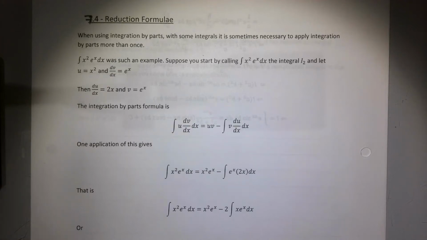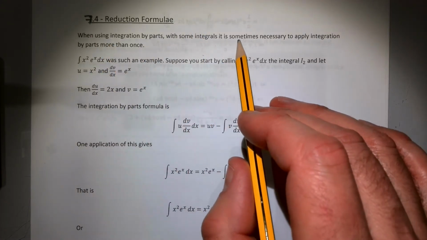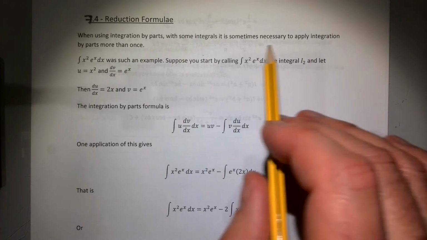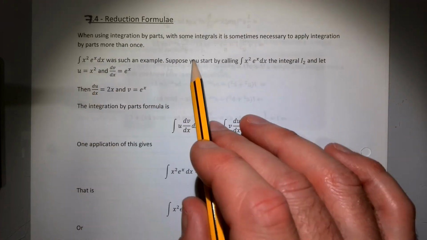Okay, this is A2 Further Maths. We are on chapter 7, which is further calculus, and we're taking our first look at reduction formulae. When using integration by parts with some integrals, it is sometimes necessary to apply integration by parts more than once, as we'll be doing earlier on in this chapter. x squared e to the x is such an example.